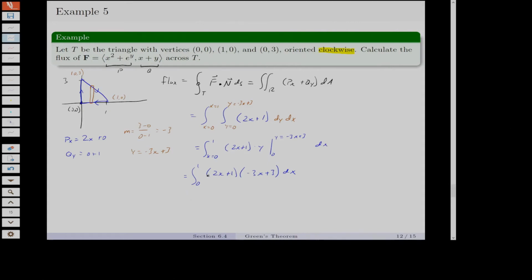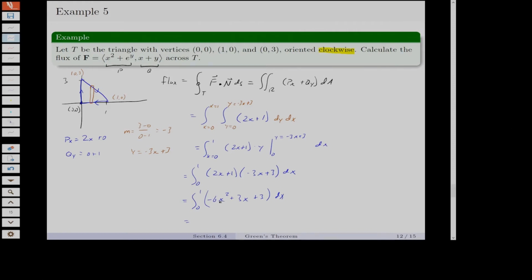Before I integrate again, I want to clean this up. So let's go ahead and FOIL. So 2x times -3x is -6x squared, plus 6x minus 3x gives me plus 3x. Oh, I lost my squared. And then 1 times 3 is 3. Okay, so now we can integrate.